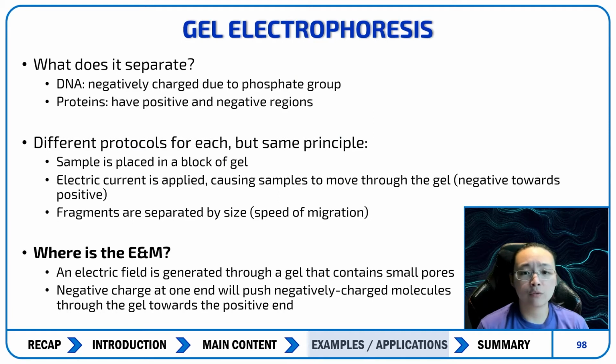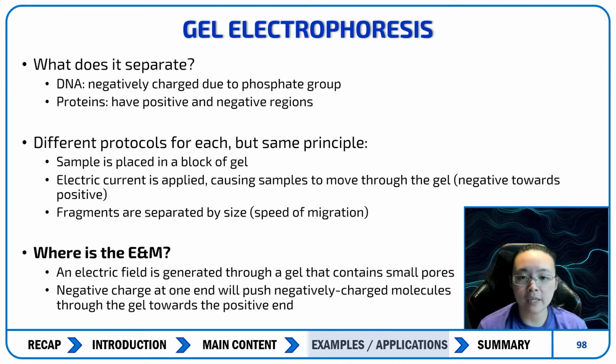So with gel electrophoresis, what does it separate? It actually separates DNA or proteins. It's because DNA is negatively charged because of its phosphate group, and proteins can have positive and negative regions. Depending on whether you have a DNA or a protein, there's going to be different protocols for gel electrophoresis, but it's really just the same principle.